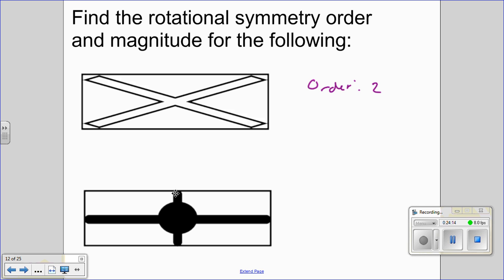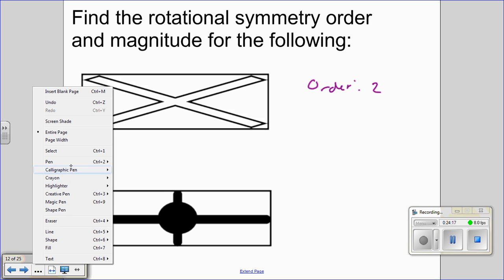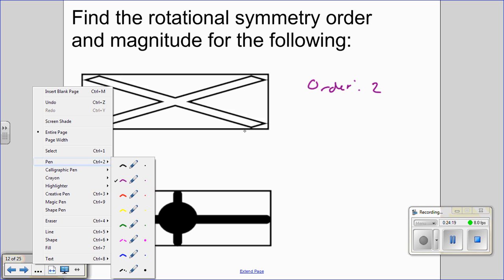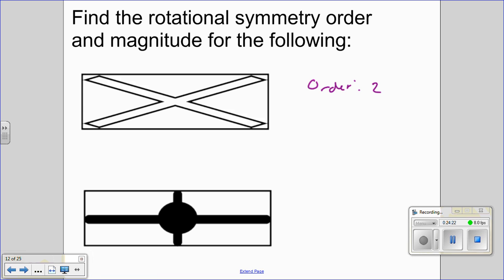And now we need to find the magnitude. The magnitude can be found by taking 360 degrees and dividing by the order, which in this case is 2. So that means the magnitude for this one is 180 degrees. And if you look at the bottom picture, it's going to be the same thing as this picture. So I will pause right here and finish up the review in just a second.